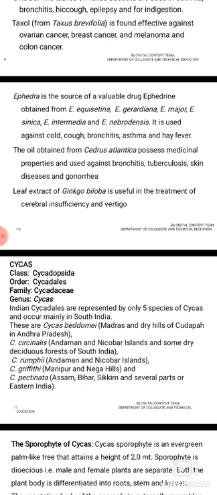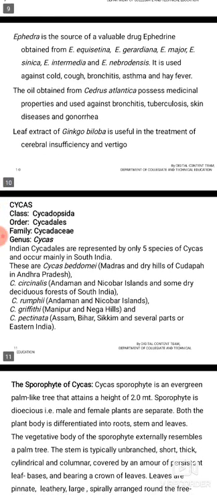The sporophyte or the plant body of Cycas. It is an evergreen palm-like tree that attains a height of 2 meters. The sporophyte is dioecious, that is, the male and female plants are separate. Both the plant bodies are differentiated into root, stem and leaves. The sporophyte resembles that of a palm tree.